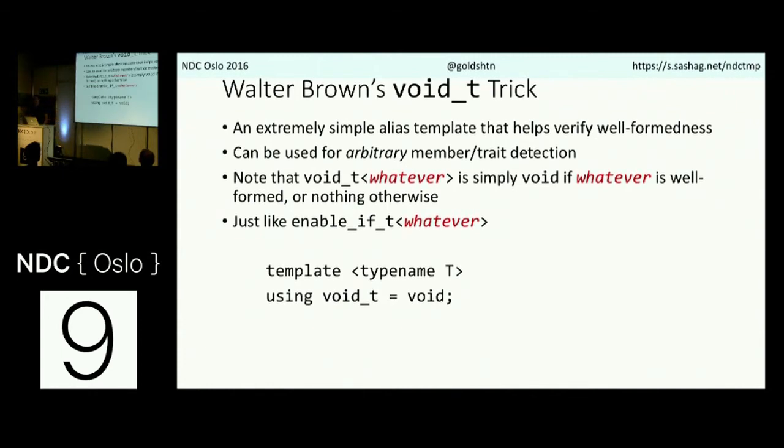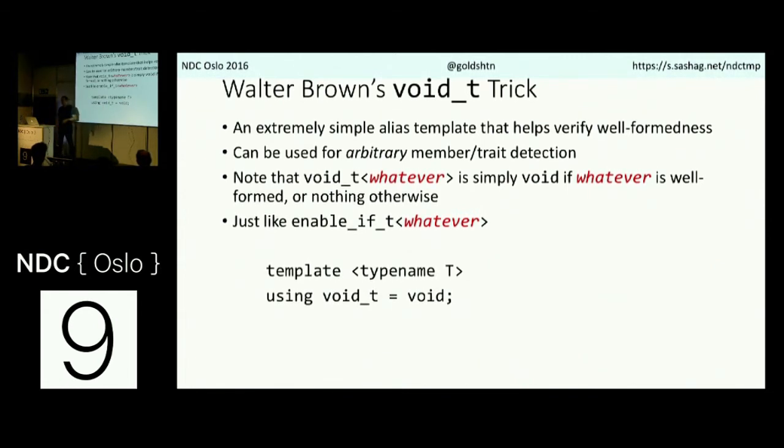So basically, you have this super simple and weird-looking template. This is actually an alias template, which defines void_t as void for any type, right? So this is a template. You could say void_t of int, void_t of float, void_t of std::vector, and it's always just void. It's always defined to be void. The point is not that it is void.